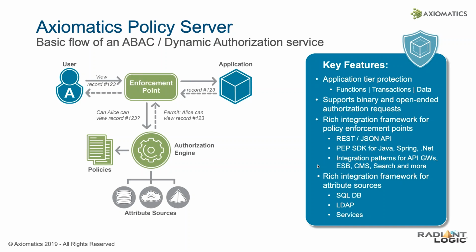is we can also pull in different attributes that did not come with the original request. So maybe we need to look up Alice's role or her group membership. Maybe we need to look up where record 1, 2, 3 is assigned. So we can add that into the inputs and then come up with the result. In this case, permit that she can view this record, so the flow continues. So this is the basic workings of an ABAC or a dynamic authorization service.